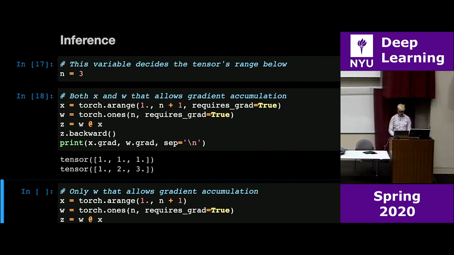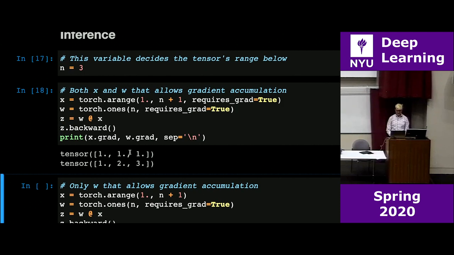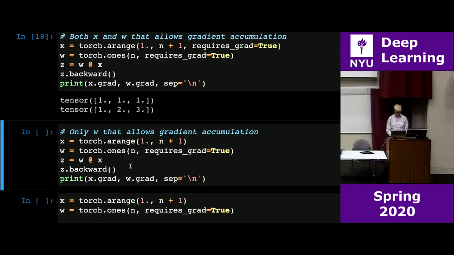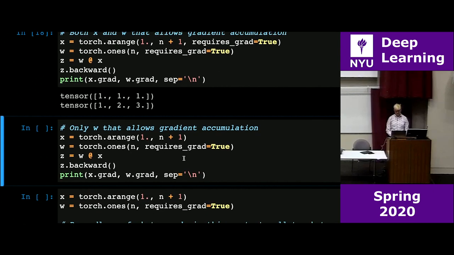So if I execute this one, you're going to get the partial derivatives of the inner product with respect to the input, which is going to be the weights. So the range is the input, and the ones are the weights. The partial derivative with respect to the input is going to be the weights. The partial with respect to the weights is going to be the input, right?